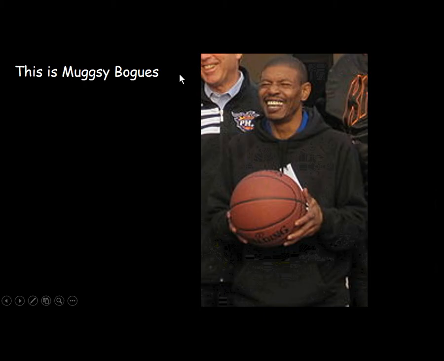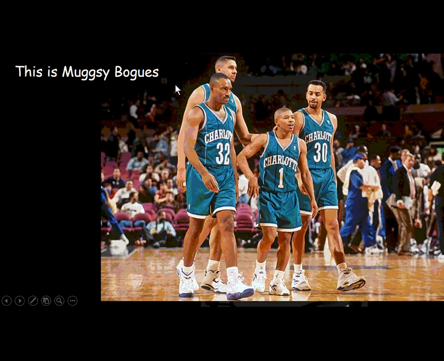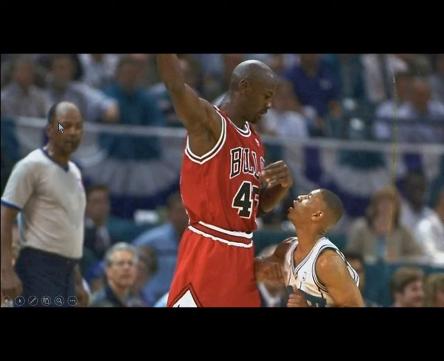All right, we're also going to talk about another famous basketball player, or semi-famous. This guy's name is Muggsy Bogues. He was also a basketball player, and Muggsy was good. But he was not famous for being good. He was famous for being the shortest player in NBA history. Muggsy Bogues, the shortest NBA player of all time.